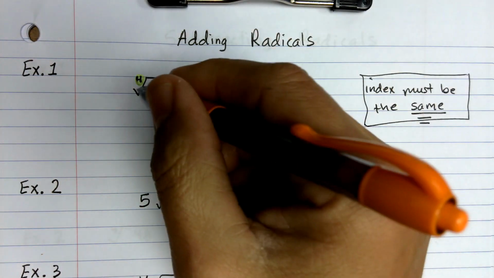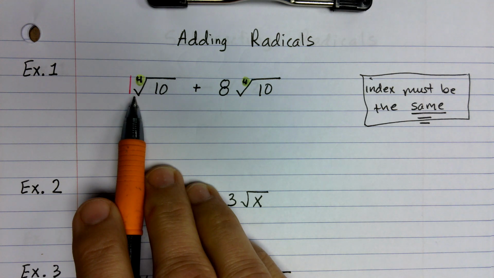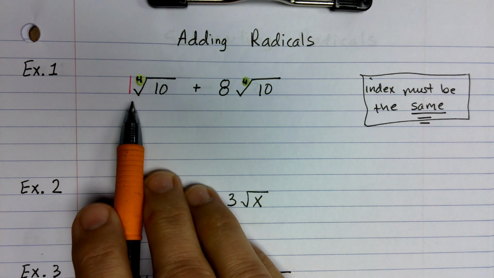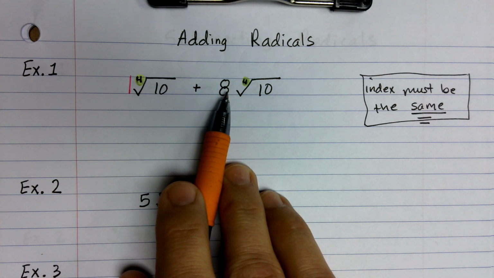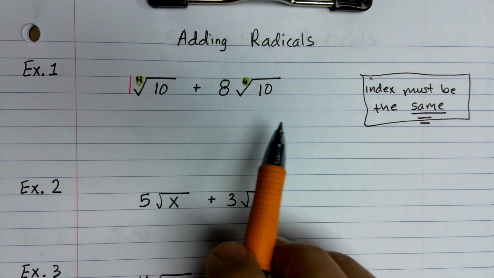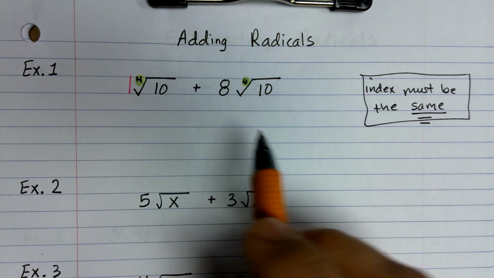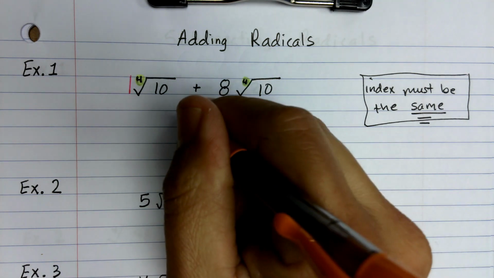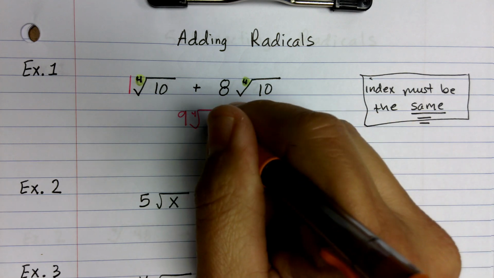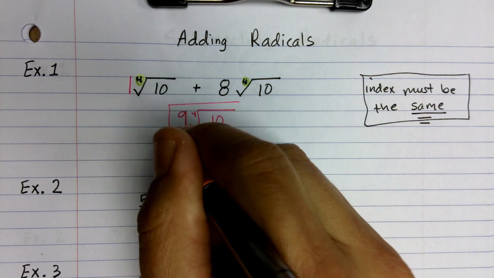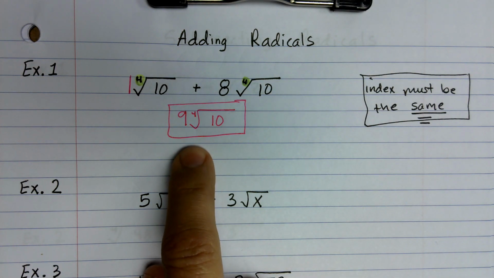Now notice, anytime we don't have a number, that means there's a 1 in front of it, right? Just like there's an invisible 1 in front of every variable, there's an invisible 1 in front of every one of these radicals if there's no number in front of it. So when we add this together, we have 1 radical of 10 plus 8 radical of 10. 1 plus 8 leaves me with 9, and it has that index of 4 with 10. And there you go. That's all we had to do on this first one.